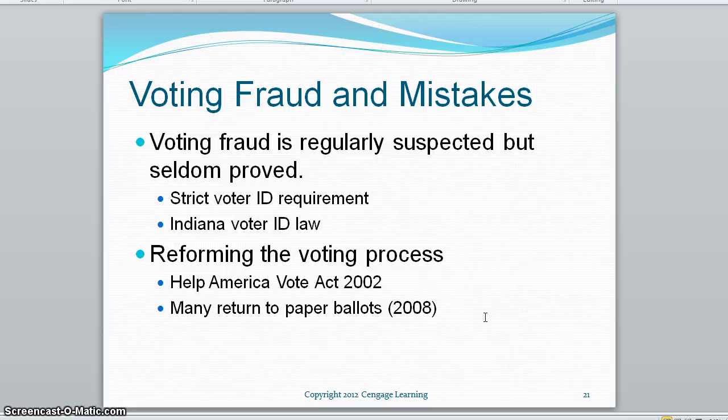Voting fraud is regularly suspected but seldom proved. Fraud was more of a problem in the 1800s than in modern elections. However, in some states, the potential may be high due to phony registrations and absentee ballots. Many states are requiring proof of identity before voters can cast their ballots via voter identification laws. Indiana has passed the toughest such law, and that's really been criticized as punishing poor and minority voters who are least likely to have proper ID. Also, outdated or malfunctioning equipment and questionable practices have raised concerns about inaccuracy in tabulating votes.